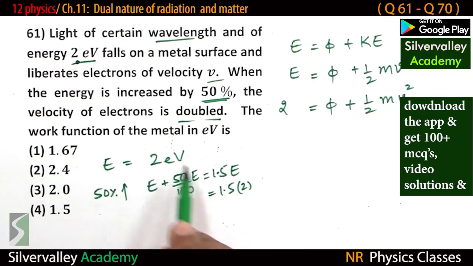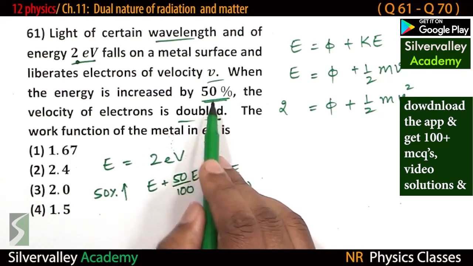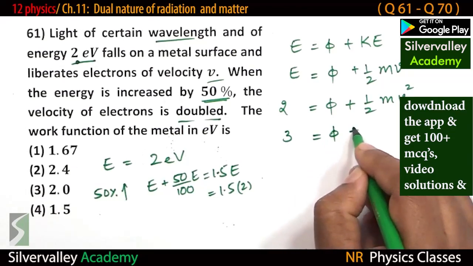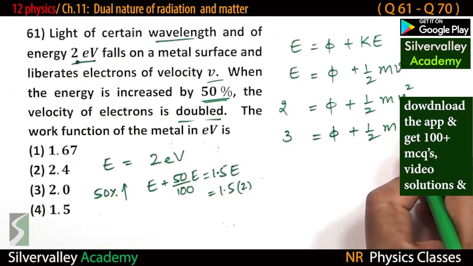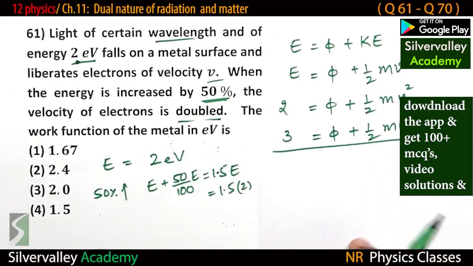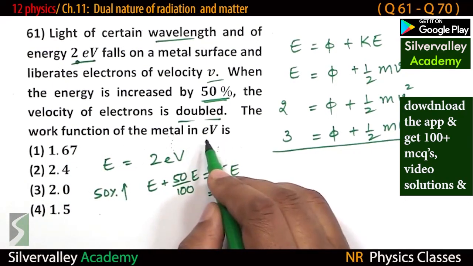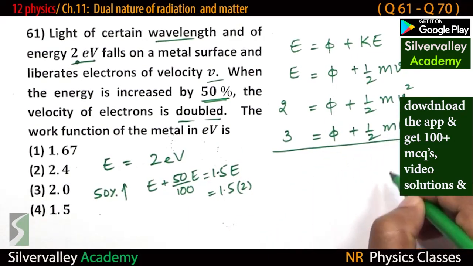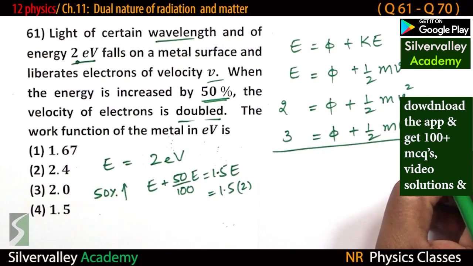So you should identify this in this statement. 2 eV is the energy, 50% increase means this becomes 3 eV equal to work function plus half m, velocity is doubled, 2v whole square. Now the work function of the metal in eV is, work function of the metal means phi. I need phi, I don't want this. Observe carefully. 2 square is 4. So this 4 is extra here.